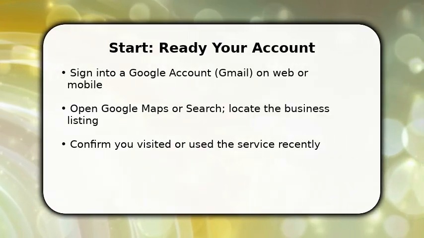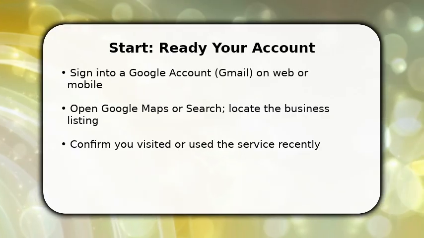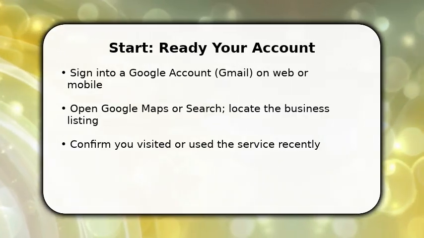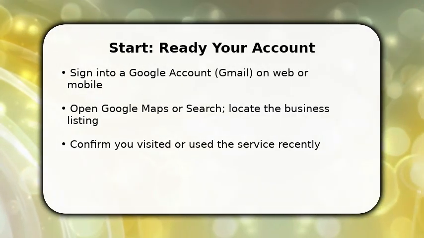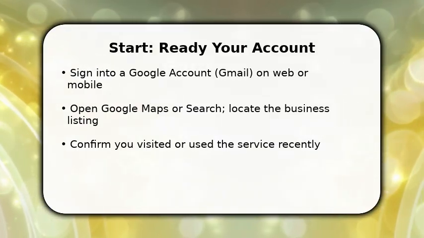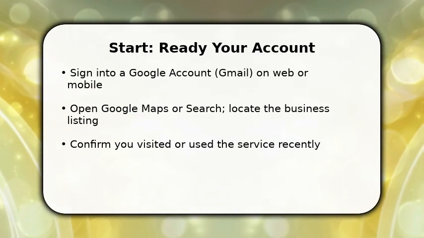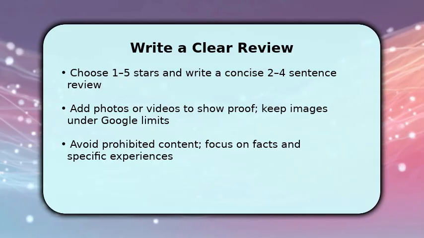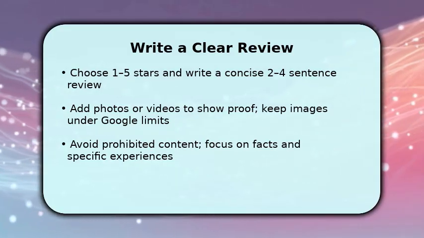Make sure your account name and photo are set if you want them attached, because visibility helps credibility. If you can't find the business, try the address or alternate name and make sure location services are enabled on mobile. Begin by selecting the star rating that matches your experience, then write a focused 2-4 sentence review explaining what happened and why you felt that way.